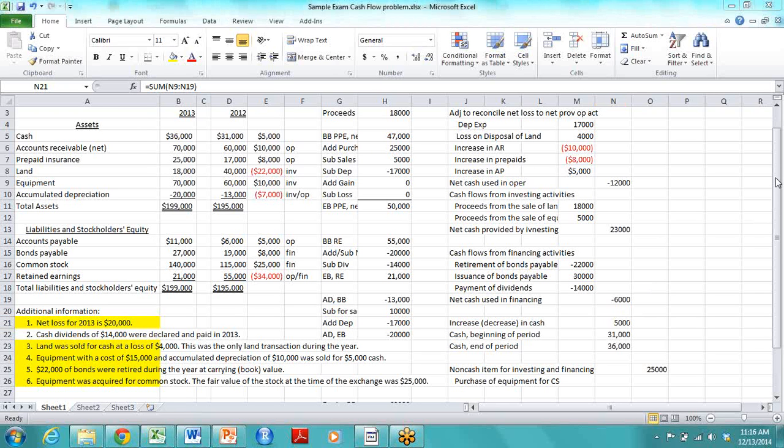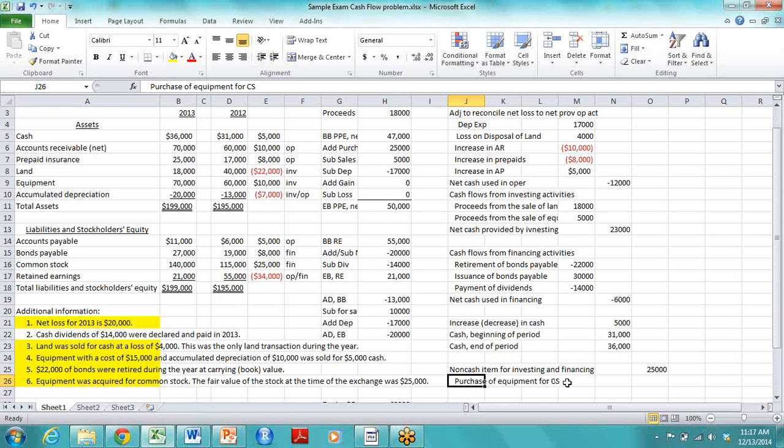Let's see here. Okay, so the first question that I didn't answer was, what about the additional purchases? And I'm assuming you mean the purchases of $25,000 on the equipment account. Remember, we don't need to include the purchases for this $25,000 because, in order to purchase that equipment, we actually gave common stock instead. We didn't pay cash. So it's a non-cash transaction. It doesn't belong in the investing section.